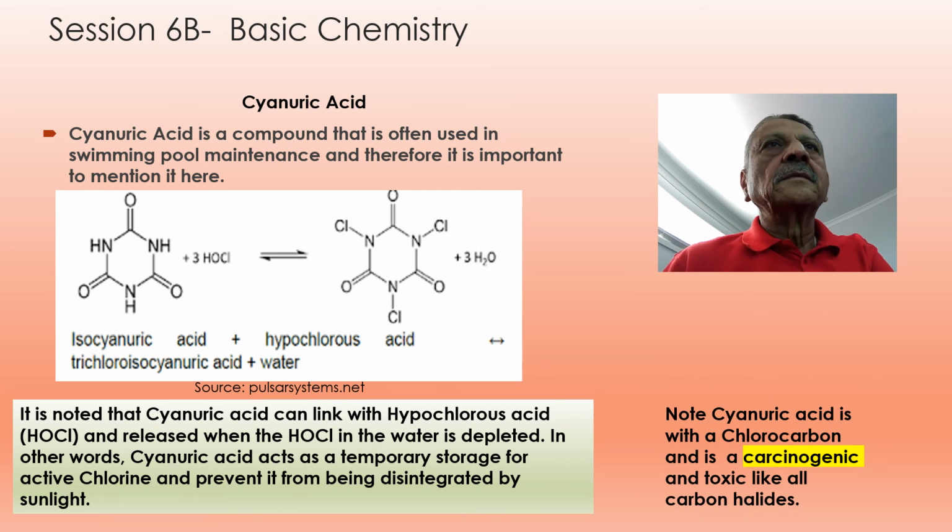Each molecule of cyanuric acid can take up to 3 molecules of HOCl and retain it, and this is more stable in sunlight. As soon as the HOCl is depleted in the water, the isocyanuric acid will release the chlorine back to HOCl, so there will be a continuous amount of active chlorine in the water. So cyanuric acid acts as temporary storage and releases the active chlorine as and when it is depleted by use or breakdown by the sunlight.